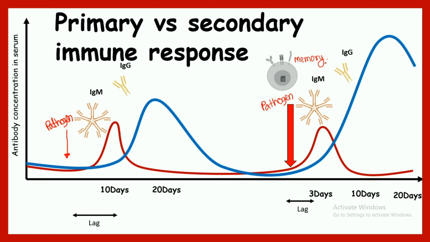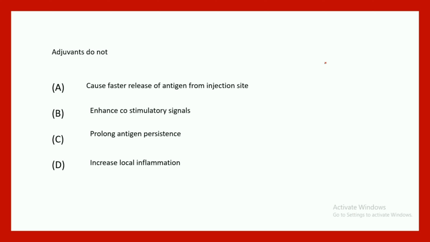Now, if you want to get a better understanding of primary versus secondary immune response, click on the link in the I button, which is displayed on the top hand corner of your screen.